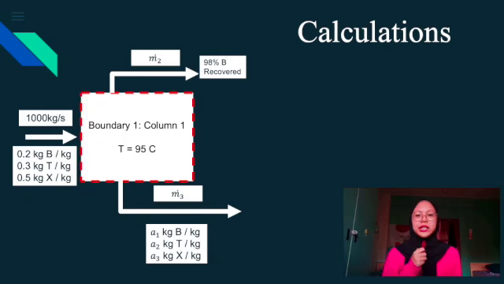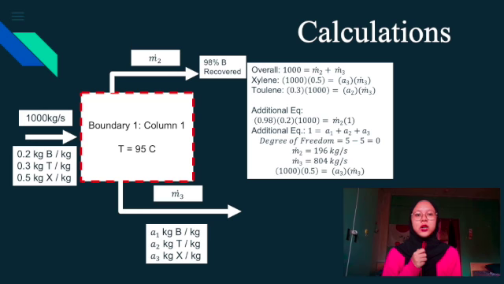Our first boundary is including feed stream with mass flow rate 1000 kg per second, overhead product stream M2, and bottom product stream M3, and the overall boundary equation is 1000 kg per second is equal to M2 plus M3. Based on the diagram, we can choose to calculate component balance for xylene and toluene as they appear less.